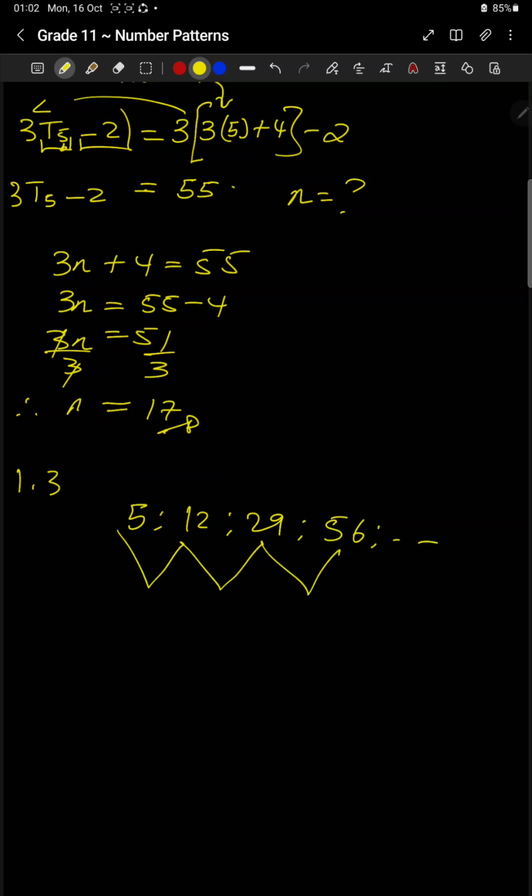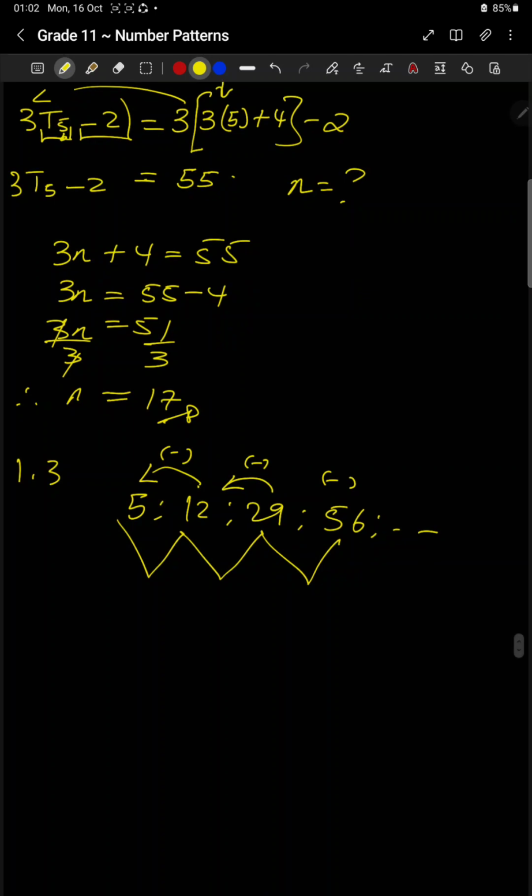So it's easy, like I showed you in the previous example, how to find the next term. I'm going to say T2 minus T1, T3 minus T2, we subtract, and then we subtract. So 12 minus 5 must be 7, and 29 minus 12 will be 17, and 56 minus 29 must be 27, and then we subtract. The difference must be 10 and 10. So this is the first difference, and this is the second difference.